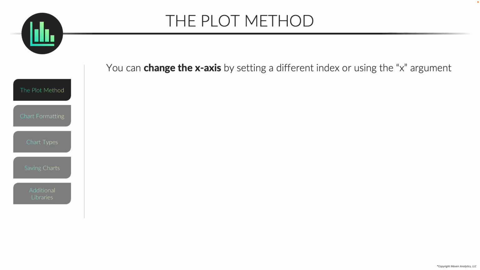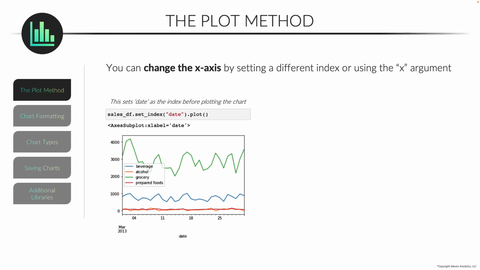We can change our x-axis by setting a different index or by using the x argument. So in this case, we're using setIndex to set our index to be date. This is often what we want to do with line charts. They tend to represent changes over time. And one thing you'll notice is that our x-axis has been automatically split into time and date components. So we're just plotting the month of March here, so it clearly labels the month of March. And then the ticks below that are the days in March.